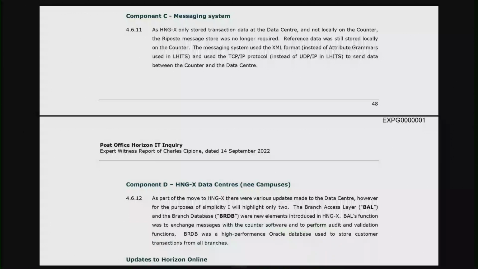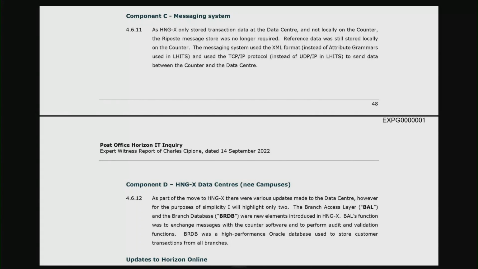You tell us that because Horizon Online only stored transaction data at the data center and not at the counter, as you've explained already, the Riposte message center was no longer required. Yes. Reference data is, however, still being stored locally on the counter. Is that right? Yes. And there was a change in messaging system, using XML instead of attribute grammars. Yes. Is that right? And do you know why that was?